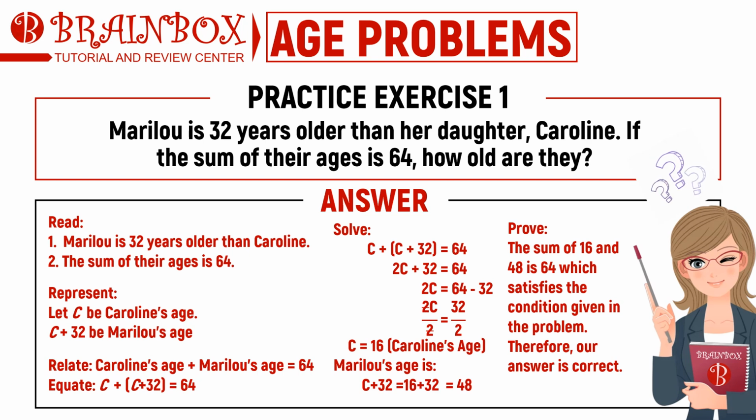Please note that we do not need to provide a table since only the current age of the two persons involved are discussed. After solving this equation, we arrive at C equals 16, which is Caroline's age. From here we get Marilou's age, which is C plus 32 equals 16 plus 32 equals 48. Therefore, our answer is that Caroline is 16 years old while Marilou is 48 years old.